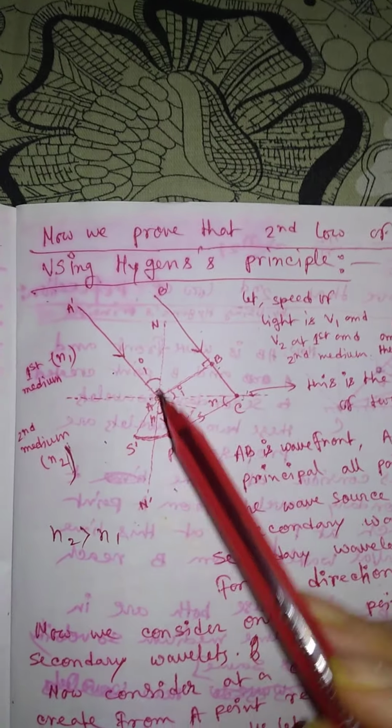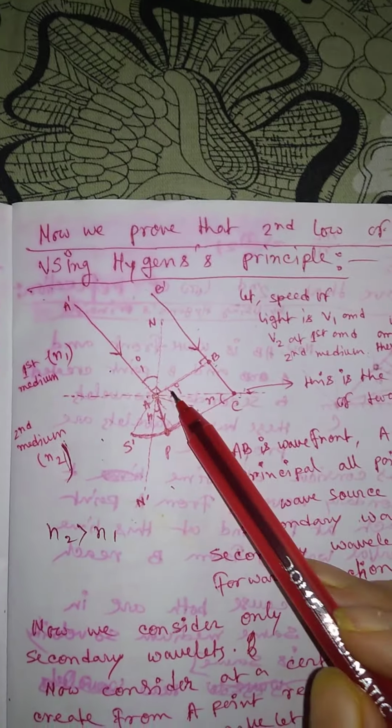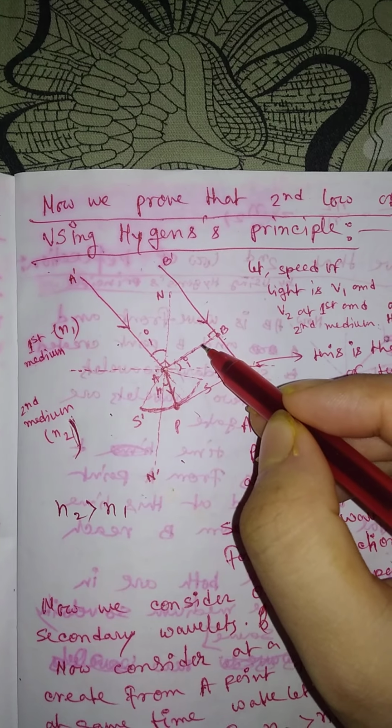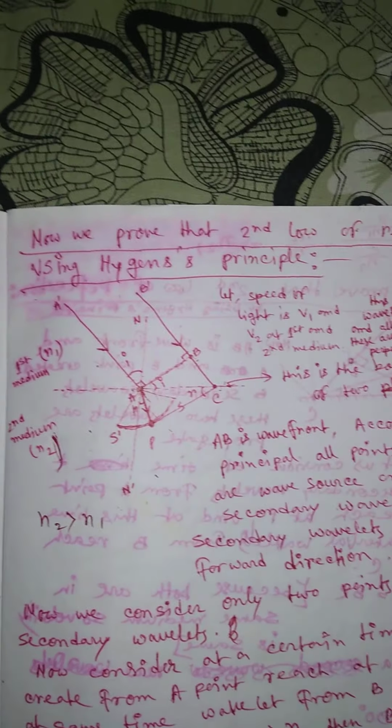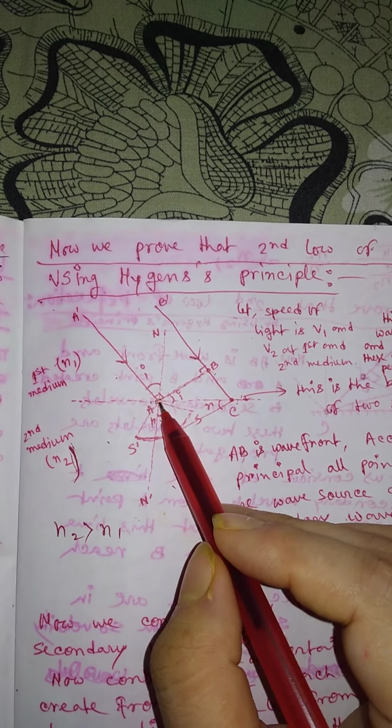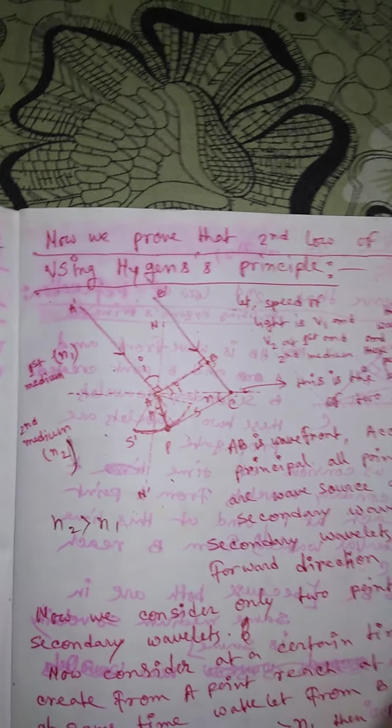That means each and every point on this wave front, all points on this wave front, are in the same phase. That means we can say that A point and B point are also in the same phase because AB is the wave front.